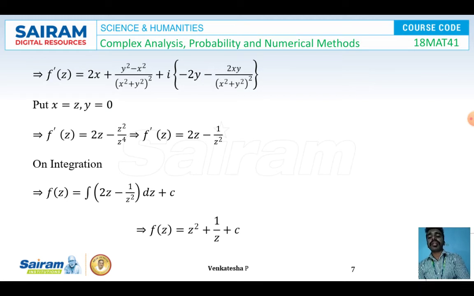Now on integration, this function with respect to z, we will get f of z is equal to integration of (2z minus 1) by z square dz plus c. After integration, it will become z square plus 1 by z plus constant c, which is the required analytic function.